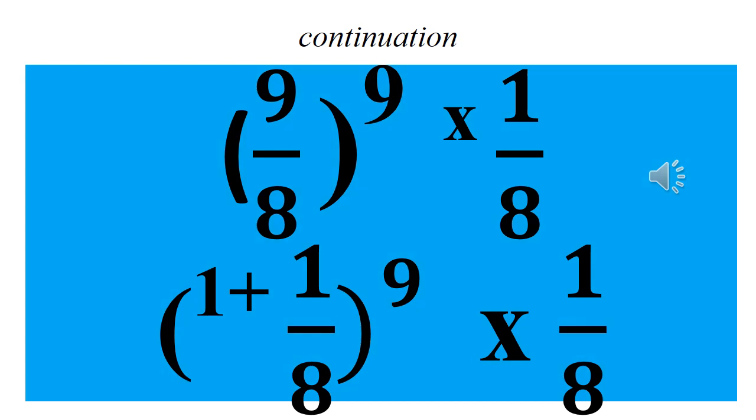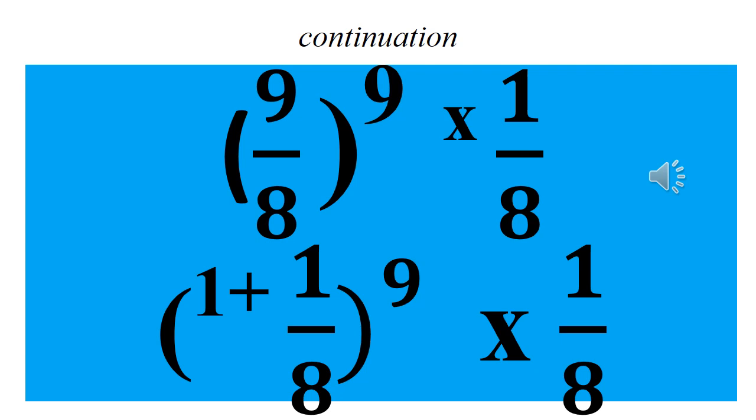So what we have now is, since we have 9 raised to power 9 and 8 raised to power 9 having the 9 as common power, we can factor out the power 9. So we have 9 over 8 all raised to power 9, then multiply by 1 over 8.